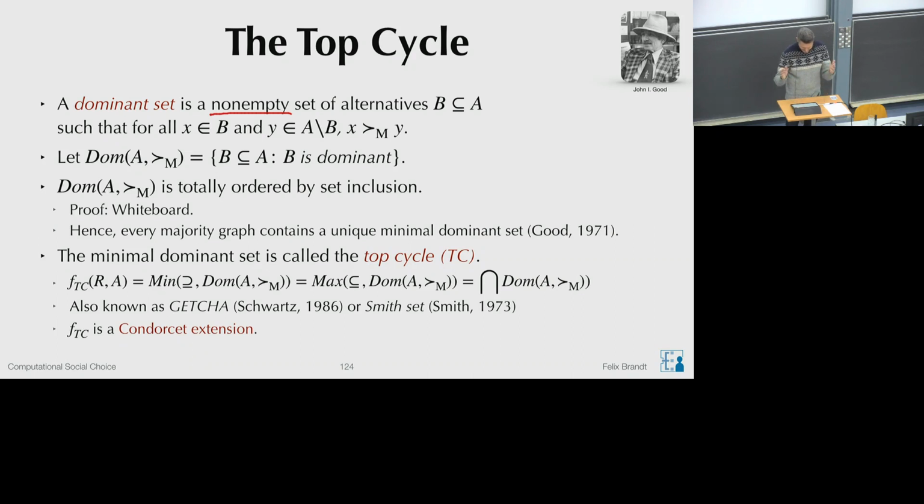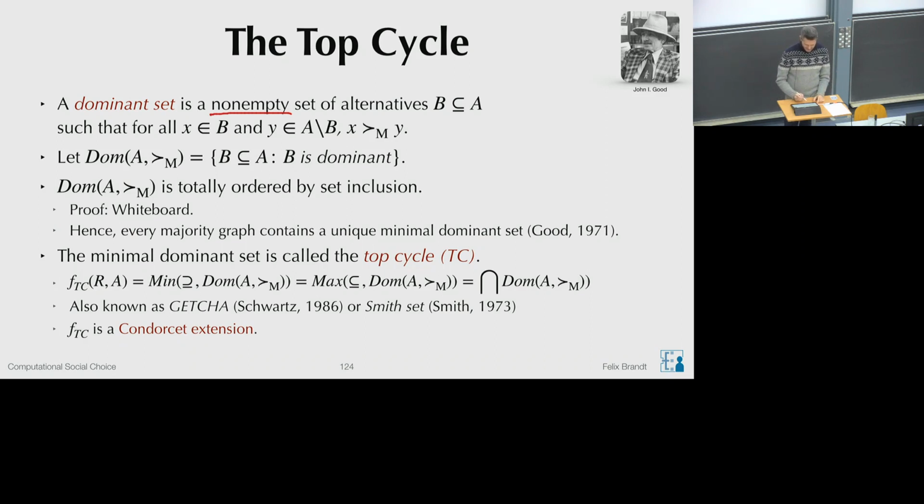All right. Okay. So I wanted to ask you about this. Do you think that the top cycle is a Condorcet extension? It is, I hope you see why that is the case, right? Because if you have a Condorcet winner, well, then this singleton set consisting of the Condorcet winner is a dominant set, and there can be no smaller set than a one-element dominant set. Right. So that means we already have one attractive property of the top cycle. So whenever there is a Condorcet winner, that will be returned by the top cycle, because otherwise you could imagine that maybe it returns relatively large sets, but whenever there's a Condorcet winner, it will only pick the Condorcet winner, which is nice.